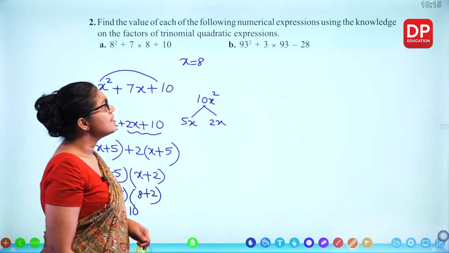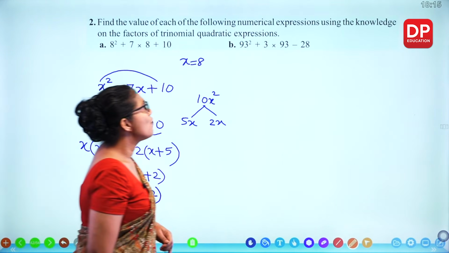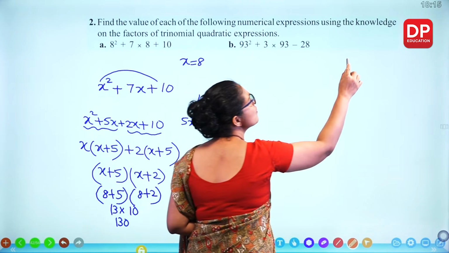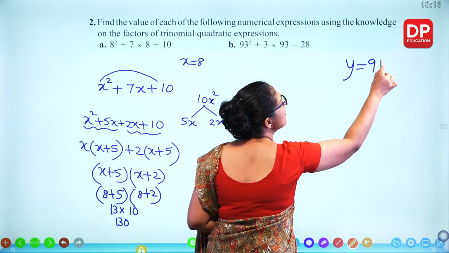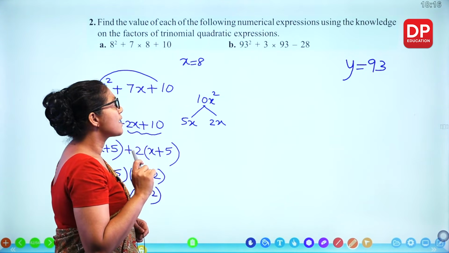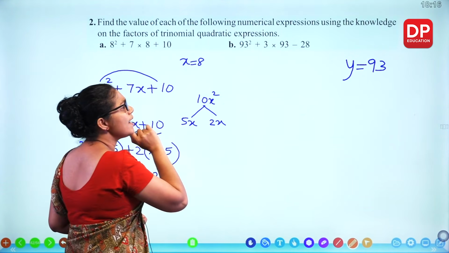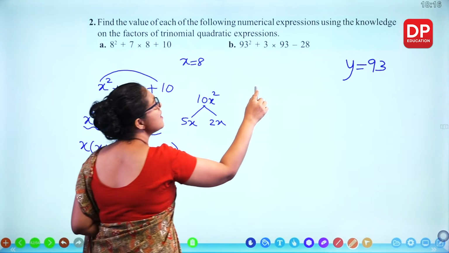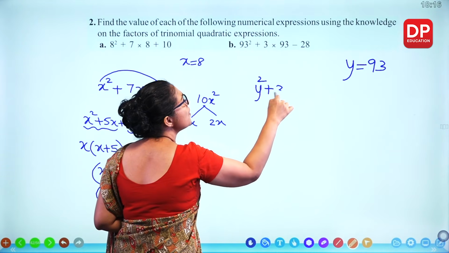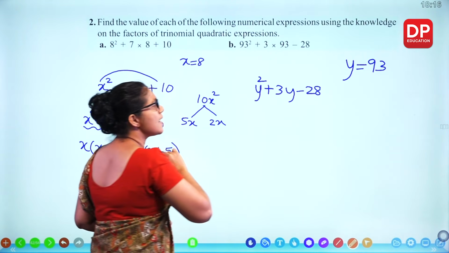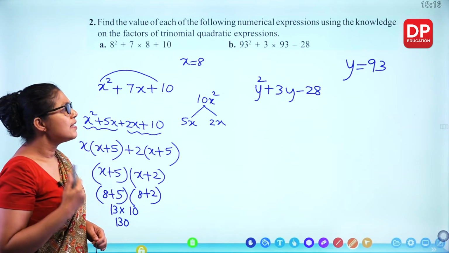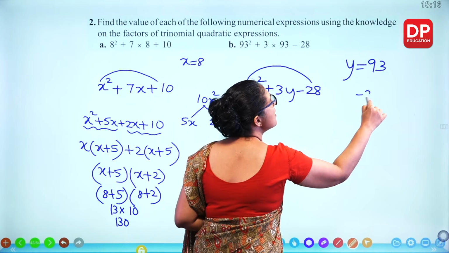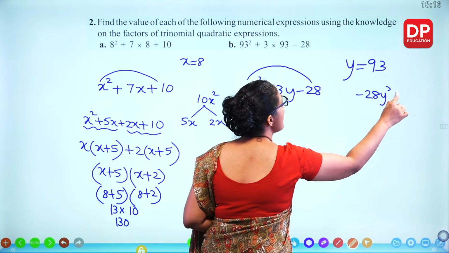Now we'll take this example. Like before, we can take any variable as 93. So I'll take y this time. You can take any letter that you like. So if I take y as 93, how can I write the expression? I can write y squared plus 3y minus 28. This is like a simple trinomial expression. So we can multiply these two and write minus 28y squared.